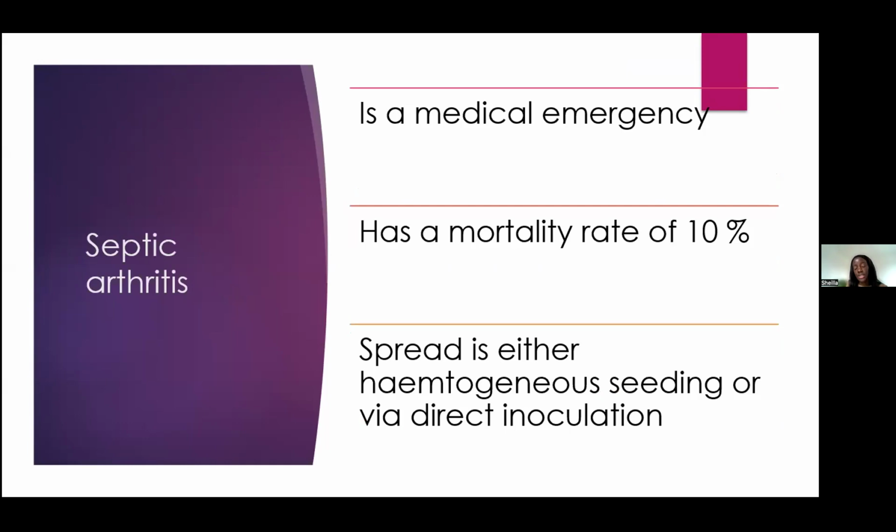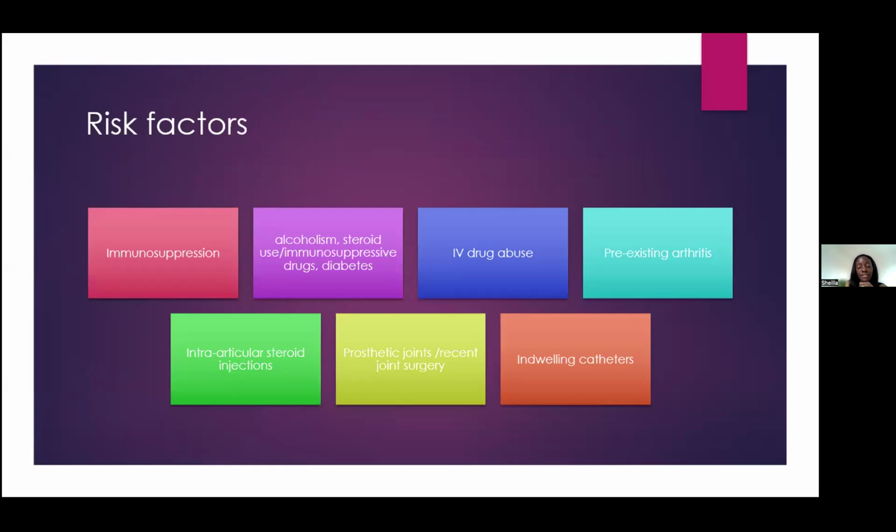So we'll talk a bit about septic arthritis, which is classed as a medical emergency and actually does have a high mortality rate of about 10% if not well managed. The spread can either be through the blood or through direct inoculation into the affected joint. So the risk factors, I think you all know this, is patients who are immunosuppressed.